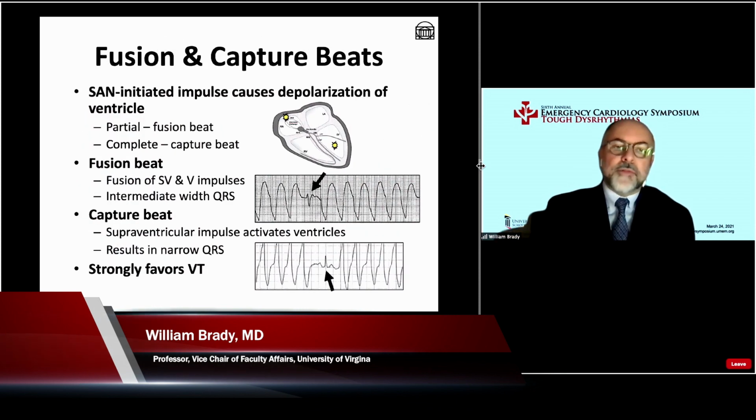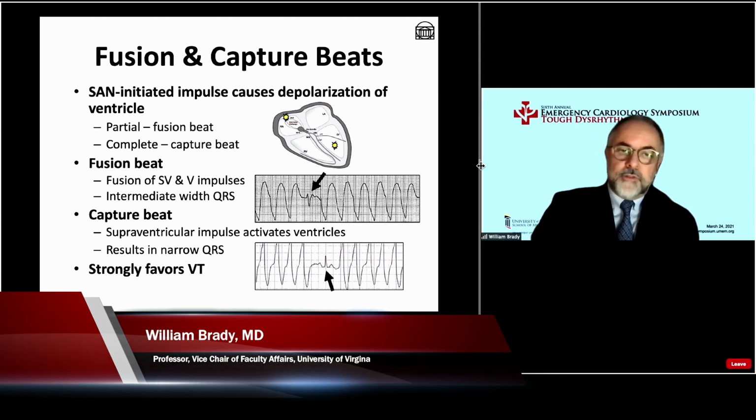Now, continuing on with this concept of AV dissociation, we're now going to mention fusion and capture beats. Again, remember, when a patient goes into ventricular tachycardia, they have the ventricular focus firing off at regular intervals, producing the VT. But again, remember, the SA node continues to electrically discharge, causing depolarization of the atria. That can produce AV dissociation, as we've just seen, but it can also produce other findings, which are the fusion and capture beat. So what is a fusion beat?